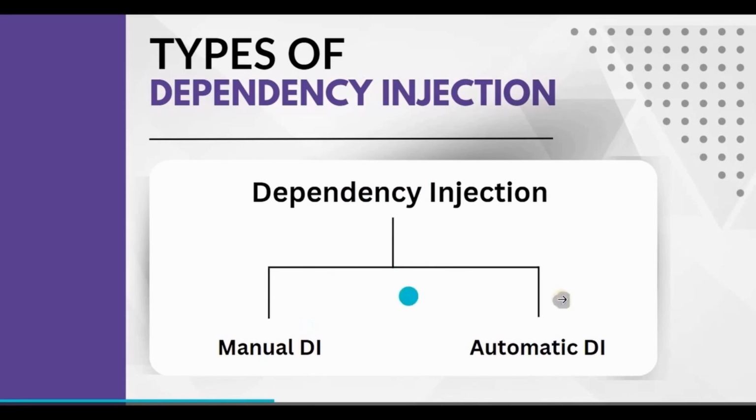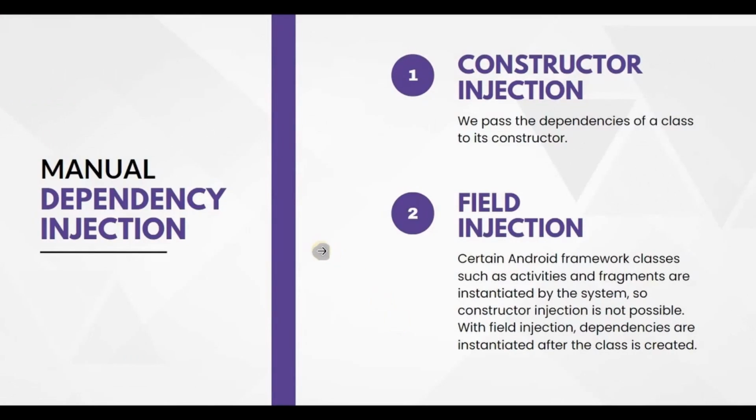Now next, in dependency injection, we have two types. Manual dependency injection, DI means dependency injection, okay? And automatic DI. Let's have a detailed look at them. So in manual DI, we create the object manually without using any external resource. Although it is not recommended to use manual DI because we have a better and advanced option available, that is automatic DI, which we will see in upcoming slides. But first, let's see what are the types of manual DI.